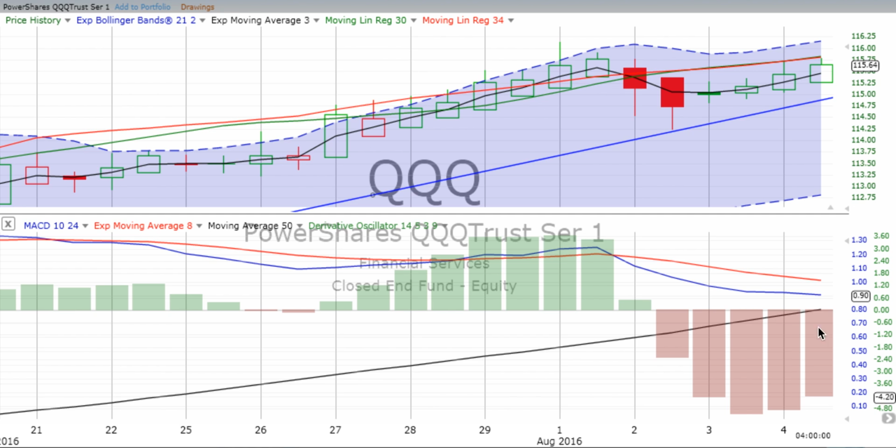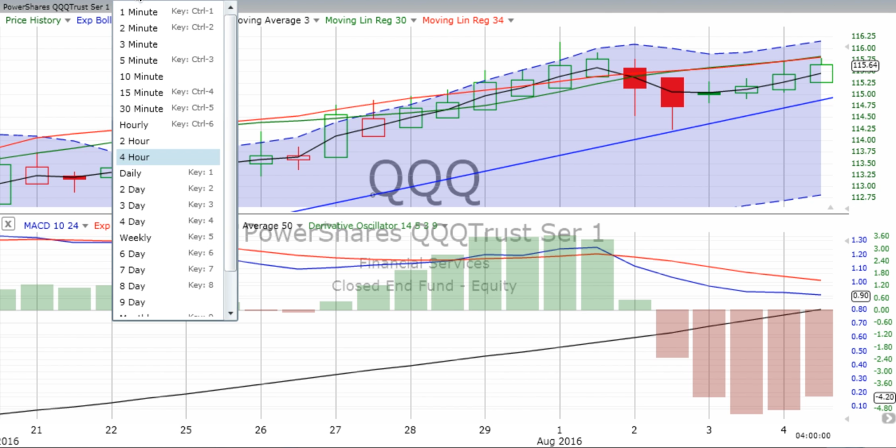Derivative oscillator is still very negative, and the 4-hour chart is still crossed over going down, and the movement of the MACD and the signal line is down. So just be aware of that.